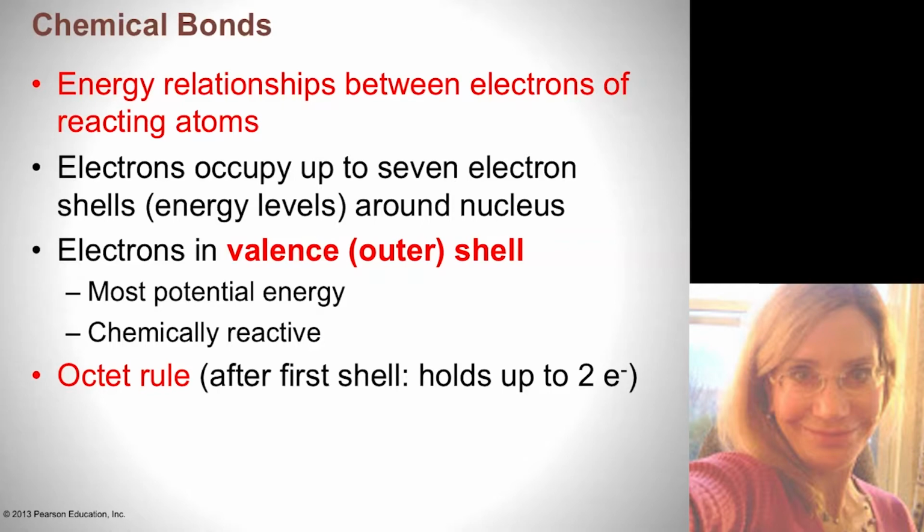Electrons occupy up to 7 electron shells. We call these energy levels around the nucleus. You may have learned about electrons that travel in orbitals, which has to do with the shape that is outlined by the route that those electrons travel, such as a spherical orbital, and then there are actually 3 dumbbell-shaped orbitals that go in the 3 axes, X, Y, and Z.